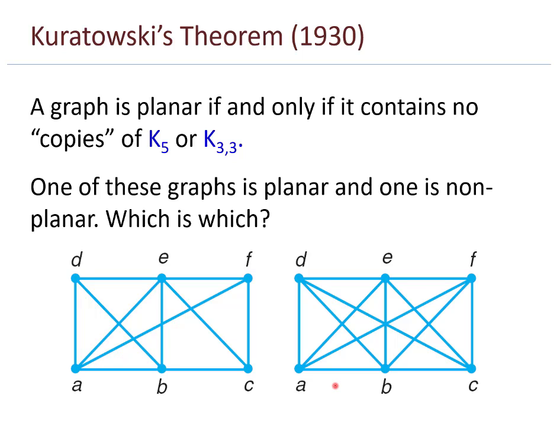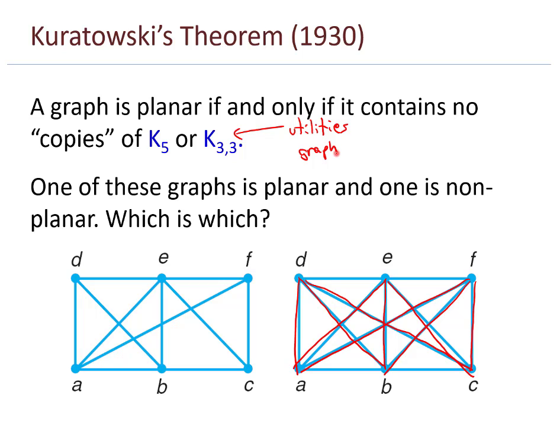Can you see it actually has a copy of the K3,3 inside of it? Here we go. So I've outlined in red the K3,3 that lives in there. Oh, and incidentally, sometimes the K3,3 is called the utilities graph because it's the graph that you get in the utilities problem.